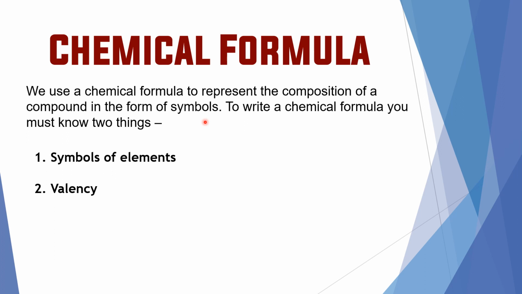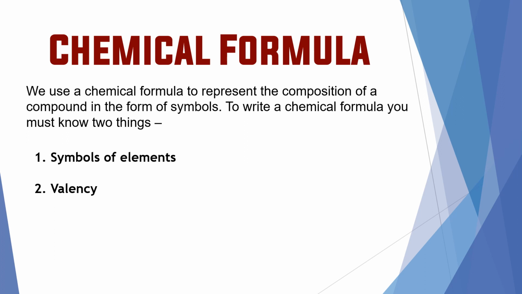You know the symbols of many elements. So for writing a chemical formula, first we know the symbols of those elements. To write a chemical formula, you must know two things: symbols of elements and valency. Okay, so we discussed symbols of elements. So for writing the chemical formula, first we know the symbols.